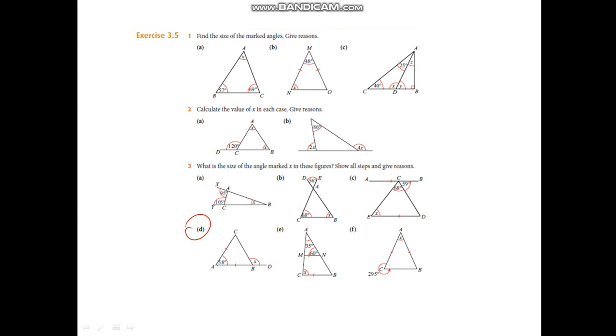And what about D? In D, I can see the isosceles triangle. These triangles are isosceles and the sides are also equal, and you can write here y and y. There we have 2y plus 58 is equal to 180 because of interior angles of a triangle. And 2y is equal to 180 minus 58, which is 122. Divide by 2, y is equal to 61.